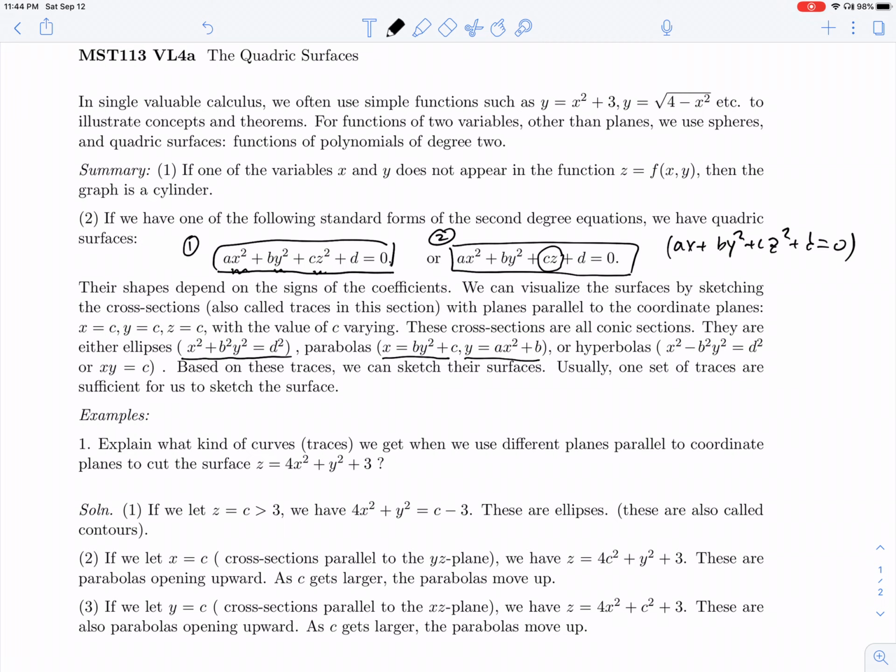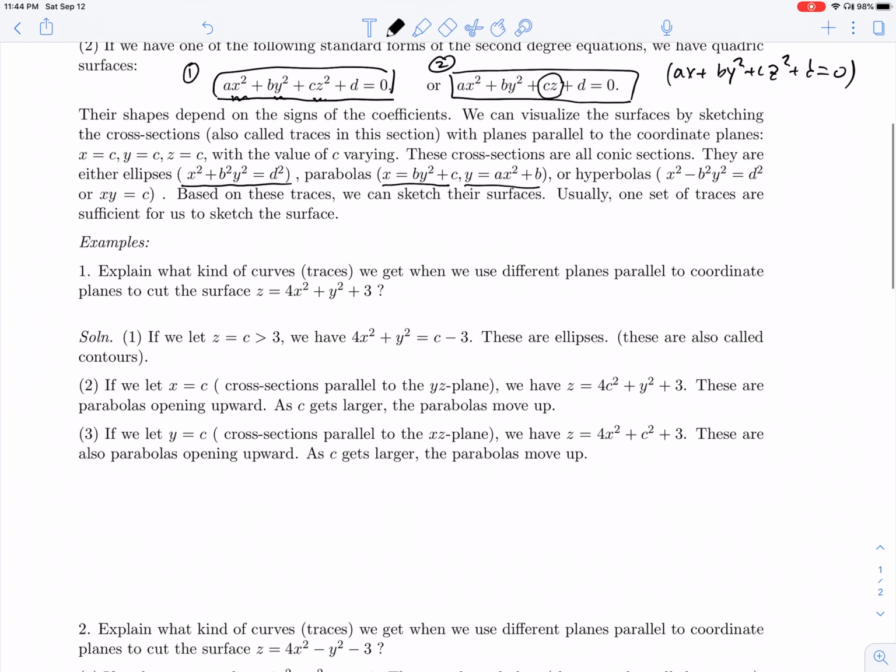And also, if you have different signs in front of x squared and y squared, then we're going to have hyperbolas. Another form of hyperbola, that's before we rotate it, is x times y is equal to c. Hyperbolas have asymptotes. Parabolas and ellipses don't have asymptotes. Okay. All right. Now let's look at the examples we have over here.